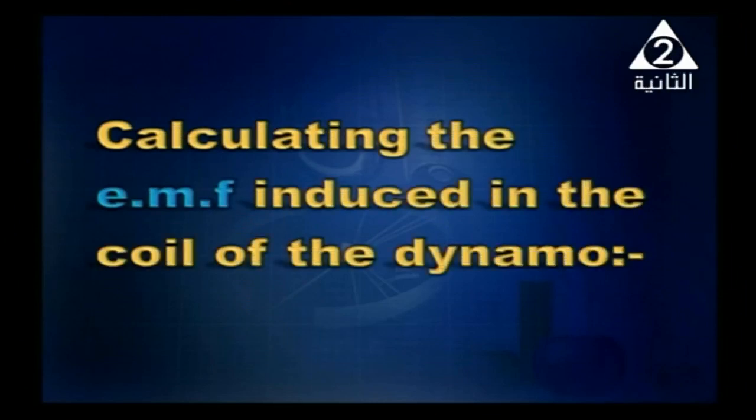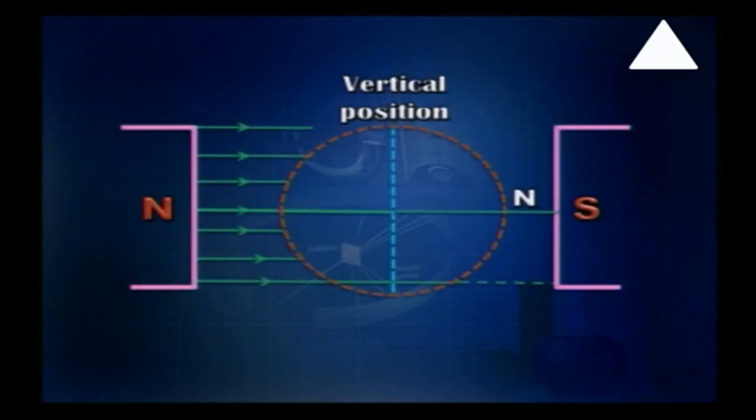And now, calculating the EMF induced in the coil of the dynamo. We want to obtain a formula, a relation that gives the EMF induced at any instant inside the coil of the dynamo. Okay, in front of you we've got a coil placed in the vertical position. By the way, we call this position the zero position because at this particular position, the EMF induced in the coil is zero. Sides of the coil move parallel to the field.